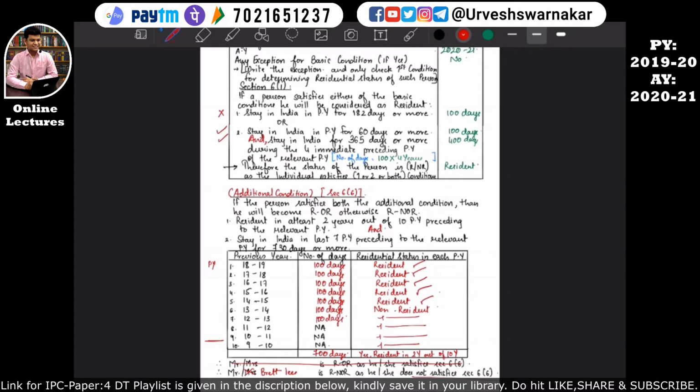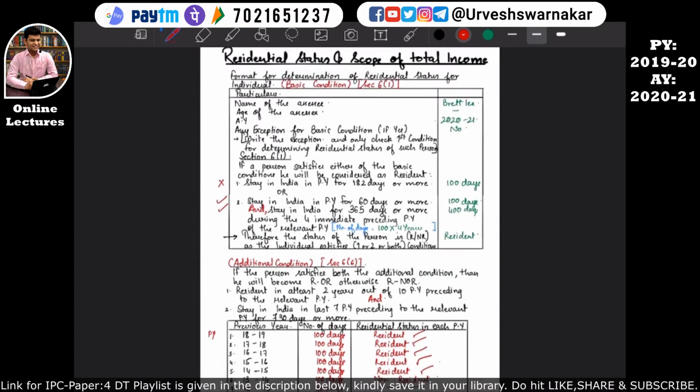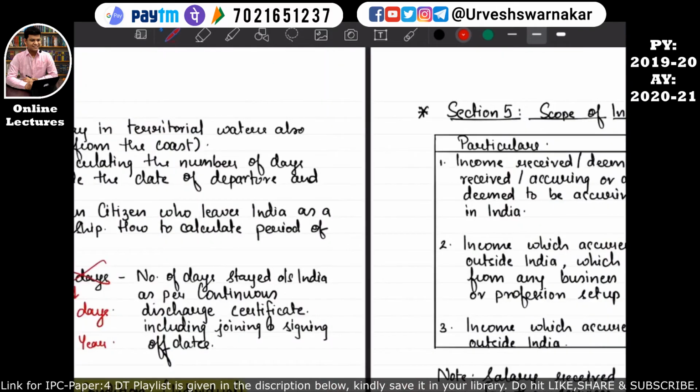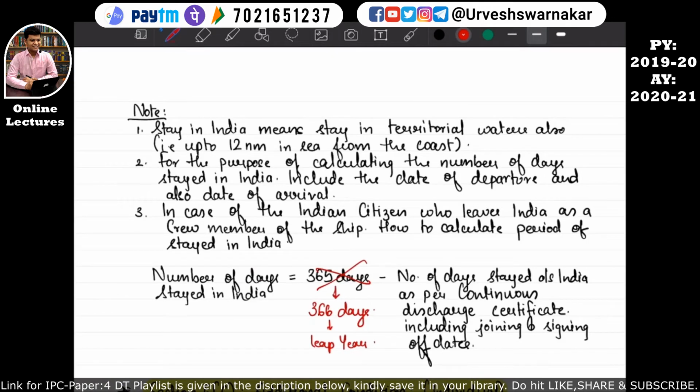If you do it in this manner, if you memorize this format, it is sufficient enough to fetch like 4 out of 5 marks or 4.5 marks out of 5. I hope you have liked the format. So moving on to scope of income, section 5, we will entirely revise residential status of an individual, section 6 subsection 1 and section 6 subsection 6.